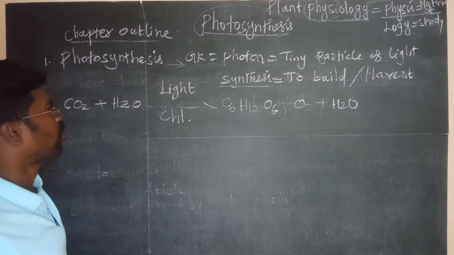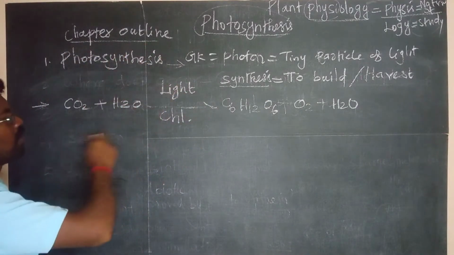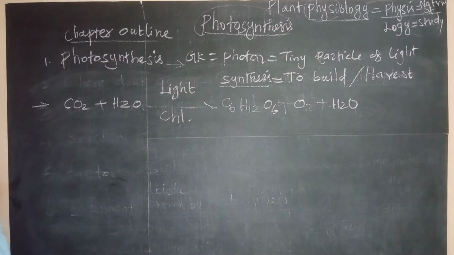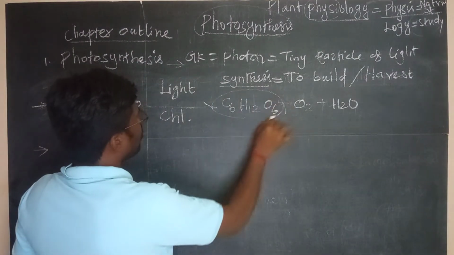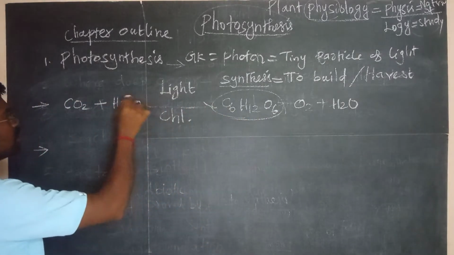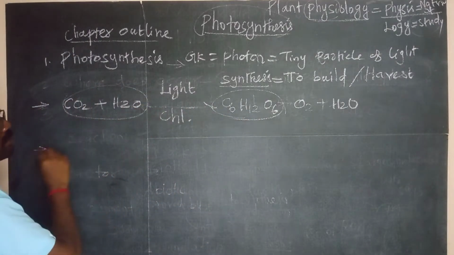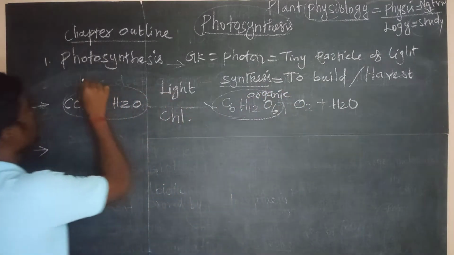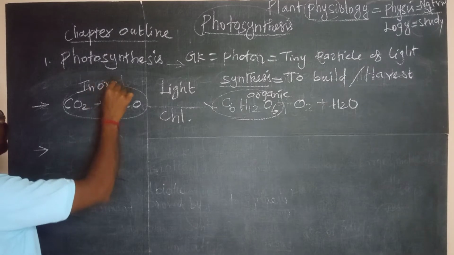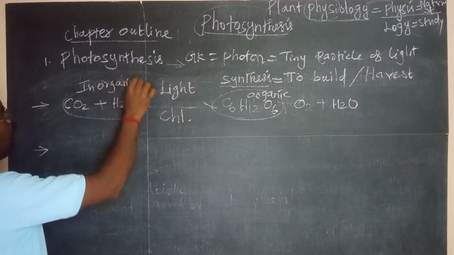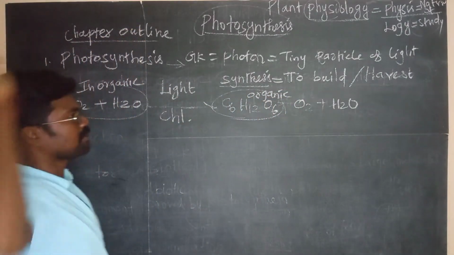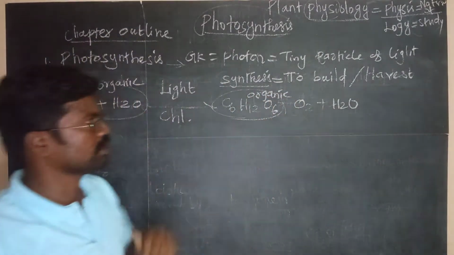Now, what is the other process, why do we call it a different way of photosynthesis? It is the synthesis of organic substances. Organic substances are produced from inorganic substances. This is otherwise called photosynthesis.